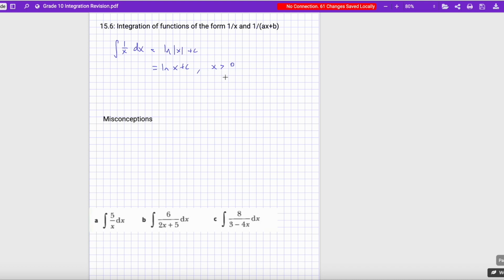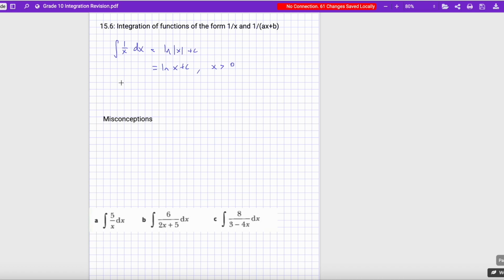The reason why x has to be positive is because if you put a negative value, ln of a negative would be an error. You can't take ln of a negative value. So that is the issue. Just take note of that.